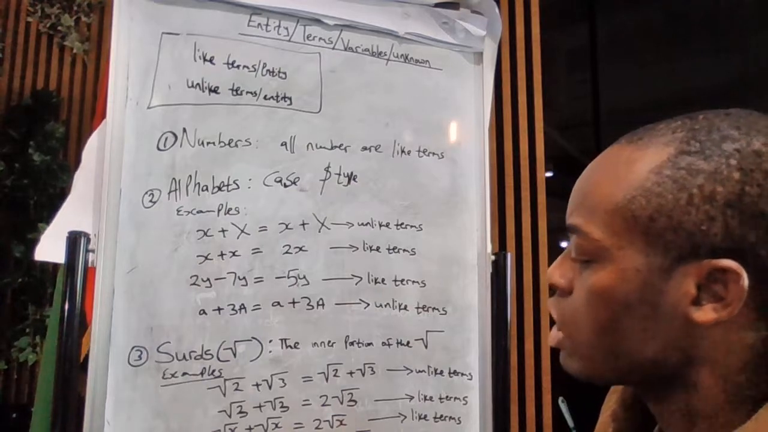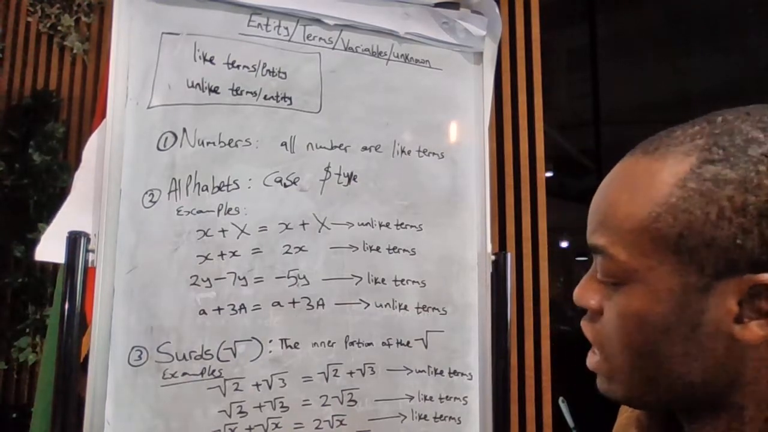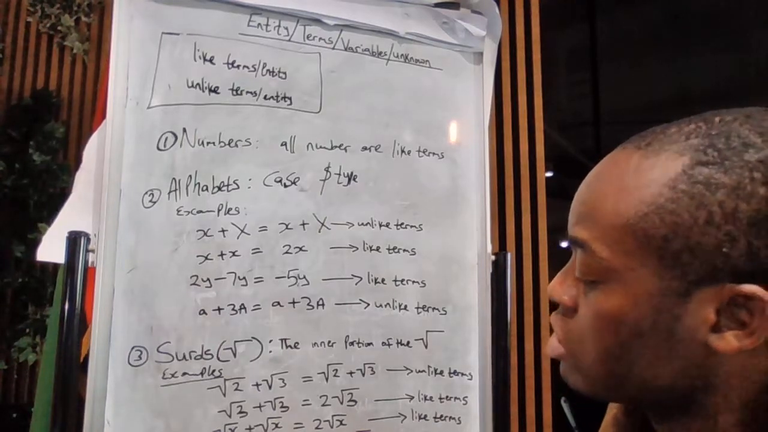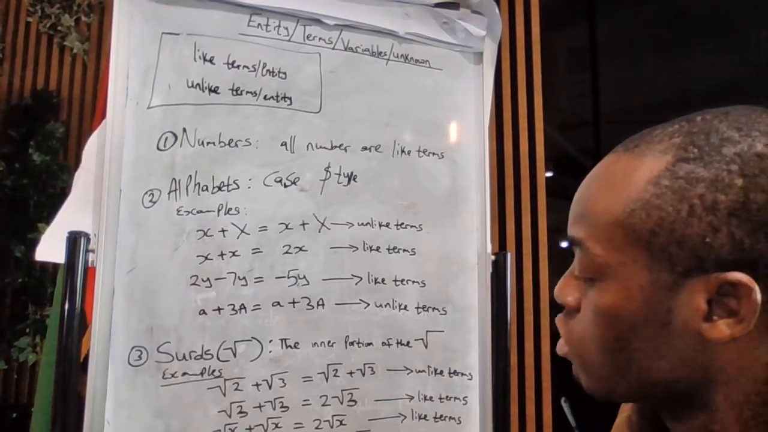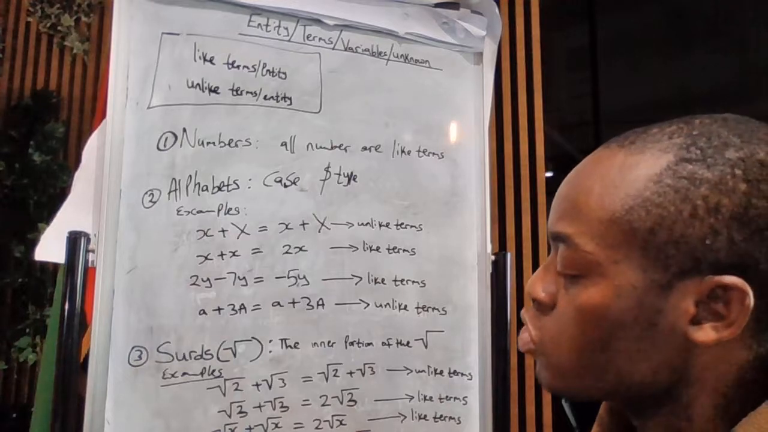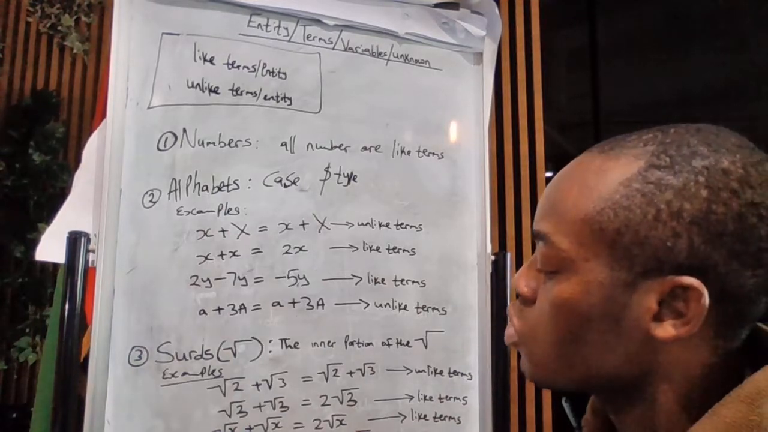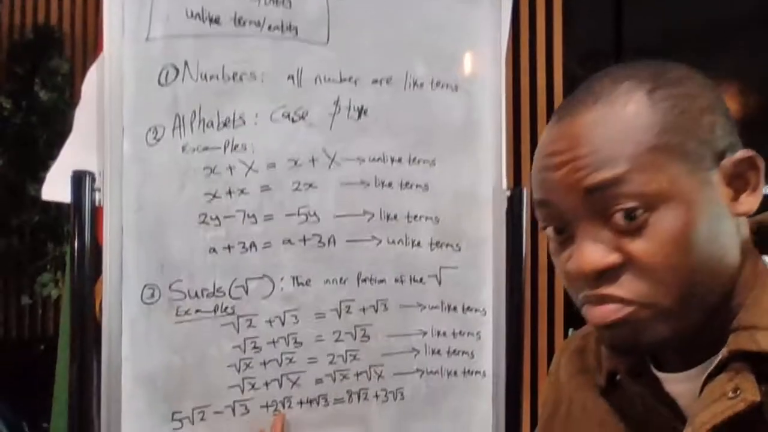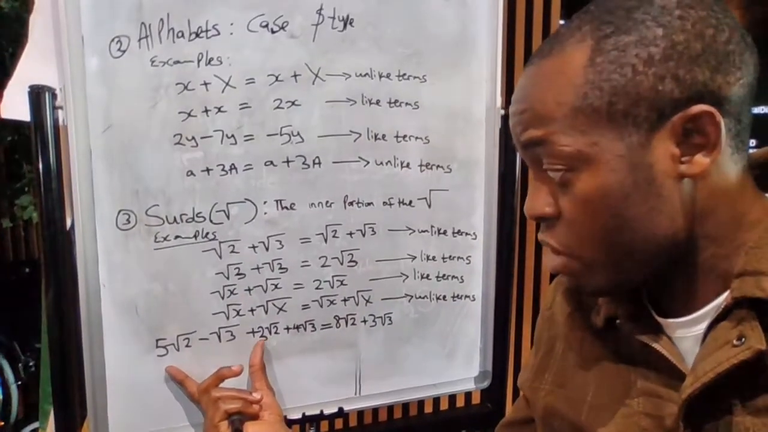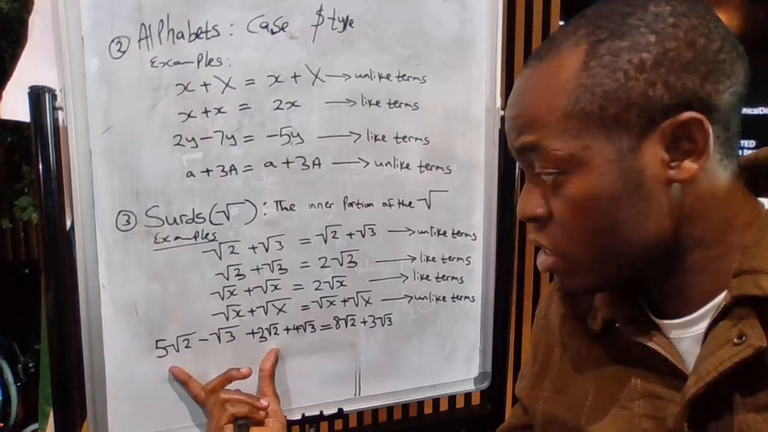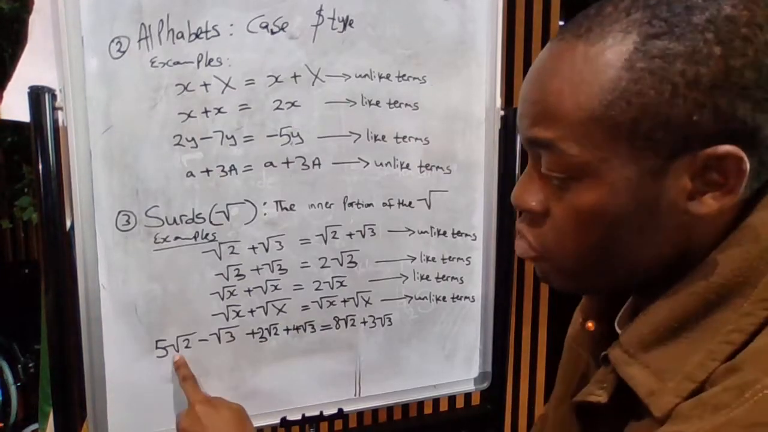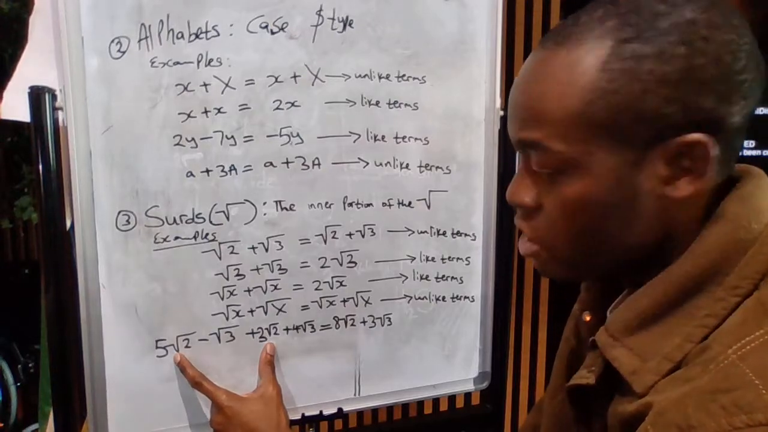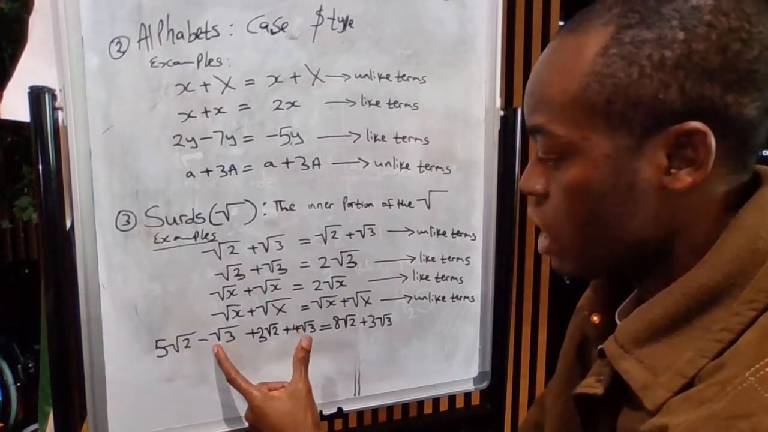So the same thing goes here. Let's look at this last example here. That is 5 root 2 minus this and this and this. If you look at it very well, you discover that root 2 is here. We have another root 2. Now look at it. If you look at this last one, we have root 2 and root 2 here. That means they are like terms. We have root 3 and root 3.